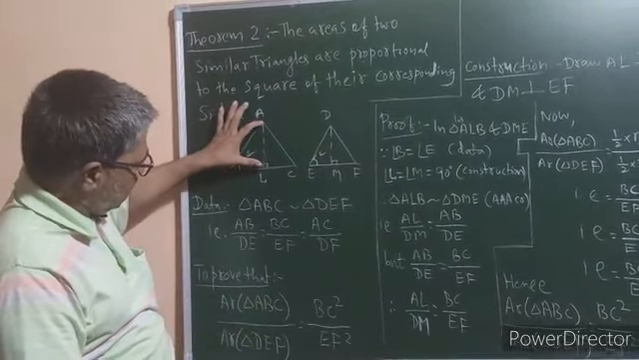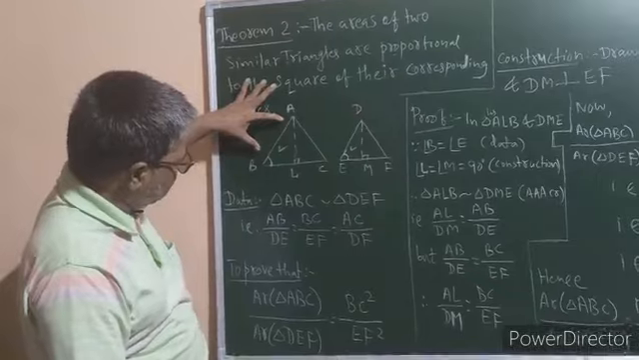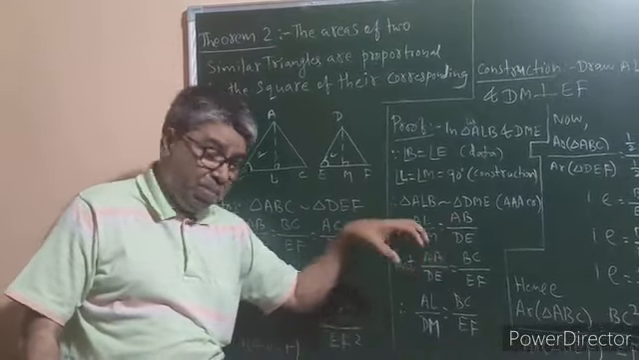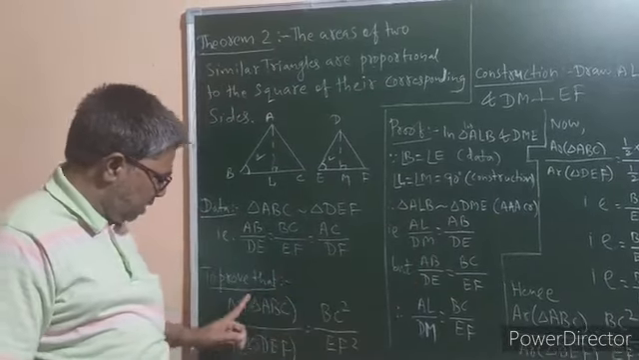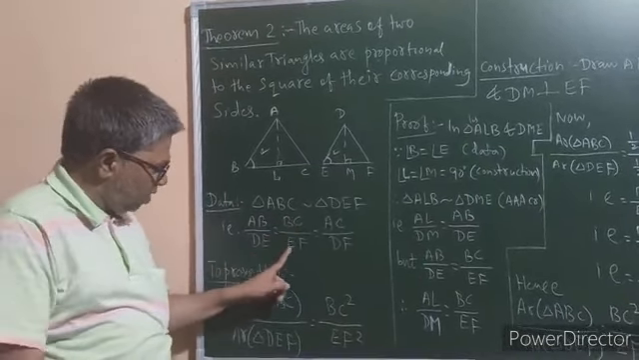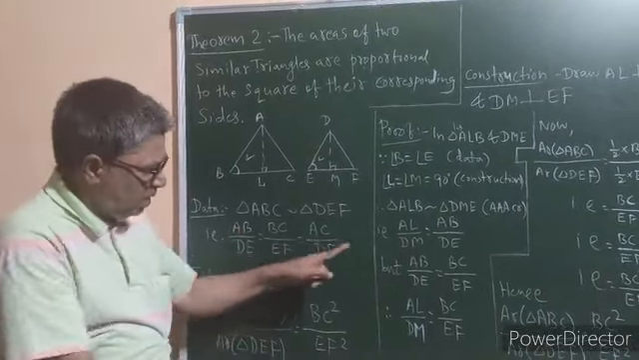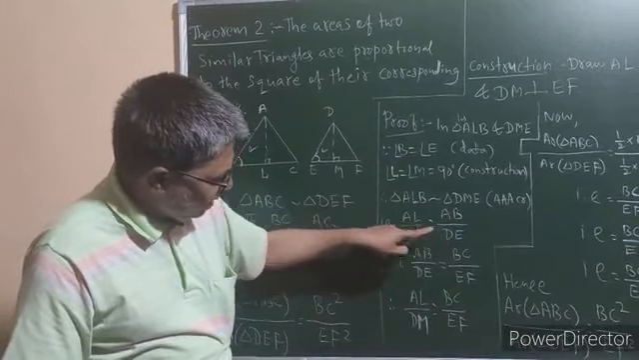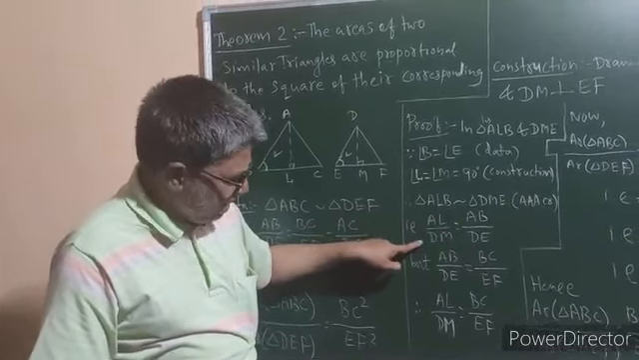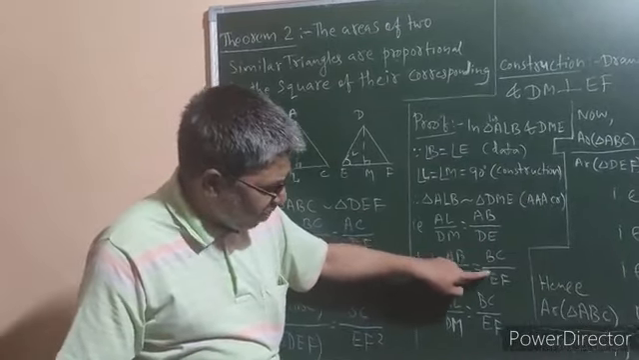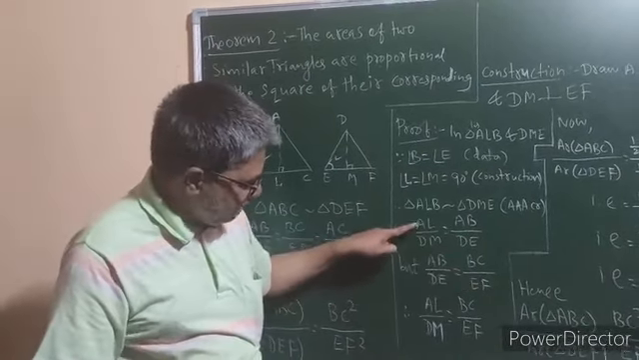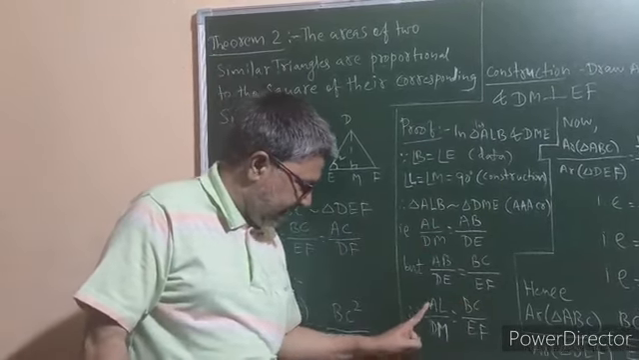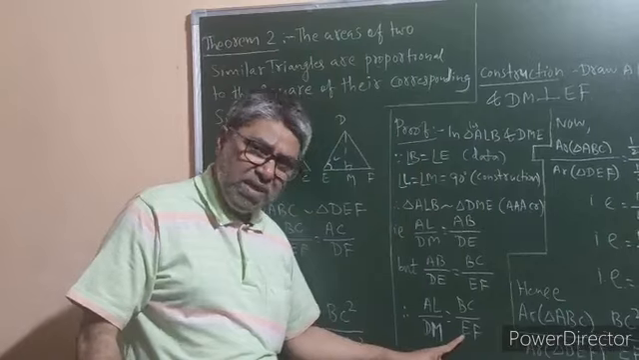If two triangles are similar, then their corresponding sides are in proportion. Therefore AL upon DM is equal to AB upon DE. But we know that AB upon DE is equal to BC upon EF. This is from the data. Here AB upon DE is equal to AL upon DM, and the same AB upon DE is equal to BC upon EF. Therefore AL upon DM must be equal to BC upon EF.